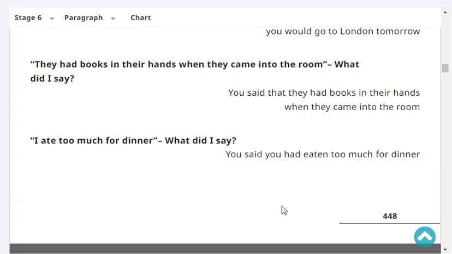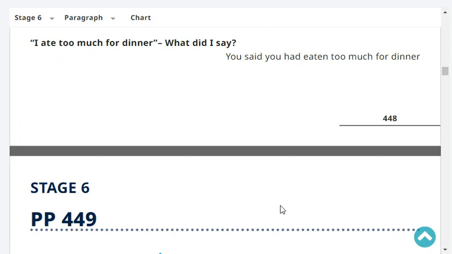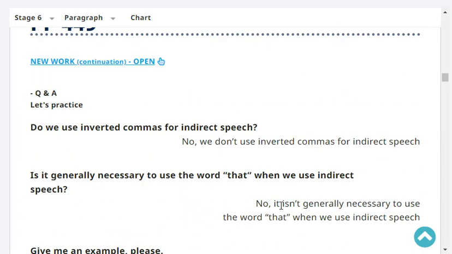They had books in their hands when they came into the room. What did I say? You said that they had had books in their hands when they came into the room. I ate too much for dinner. What did I say? You said that you had eaten too much for dinner. Very good.